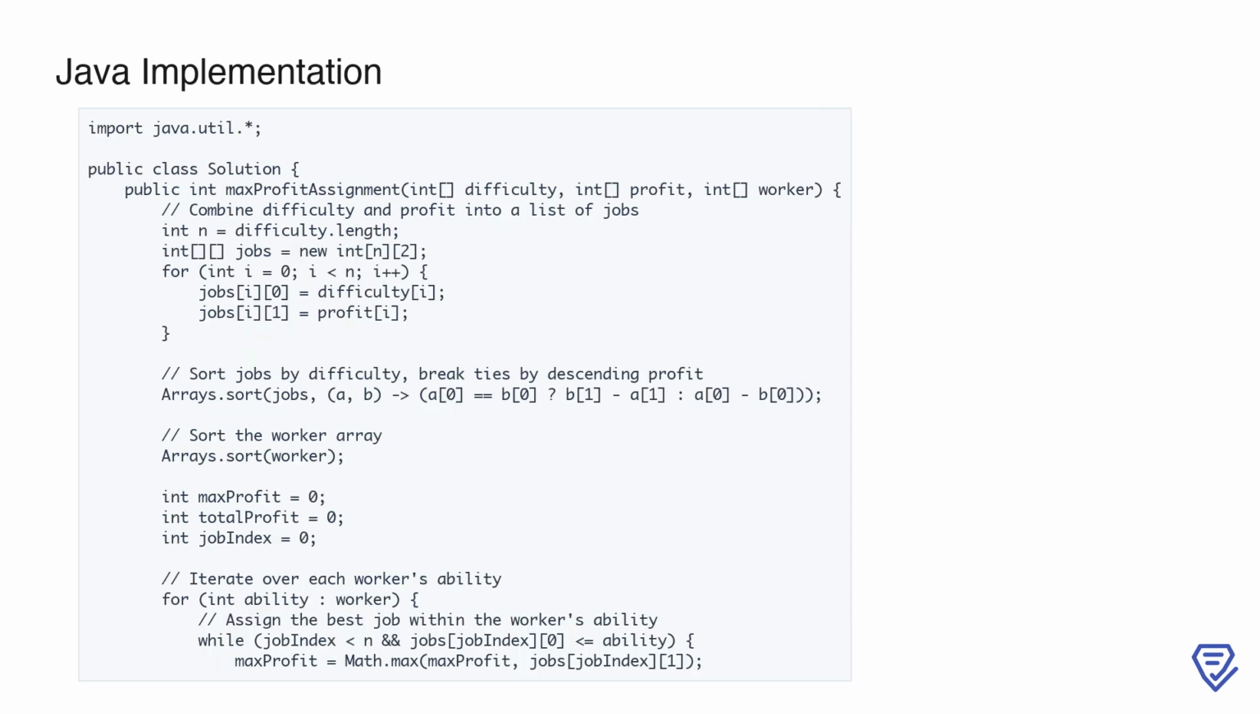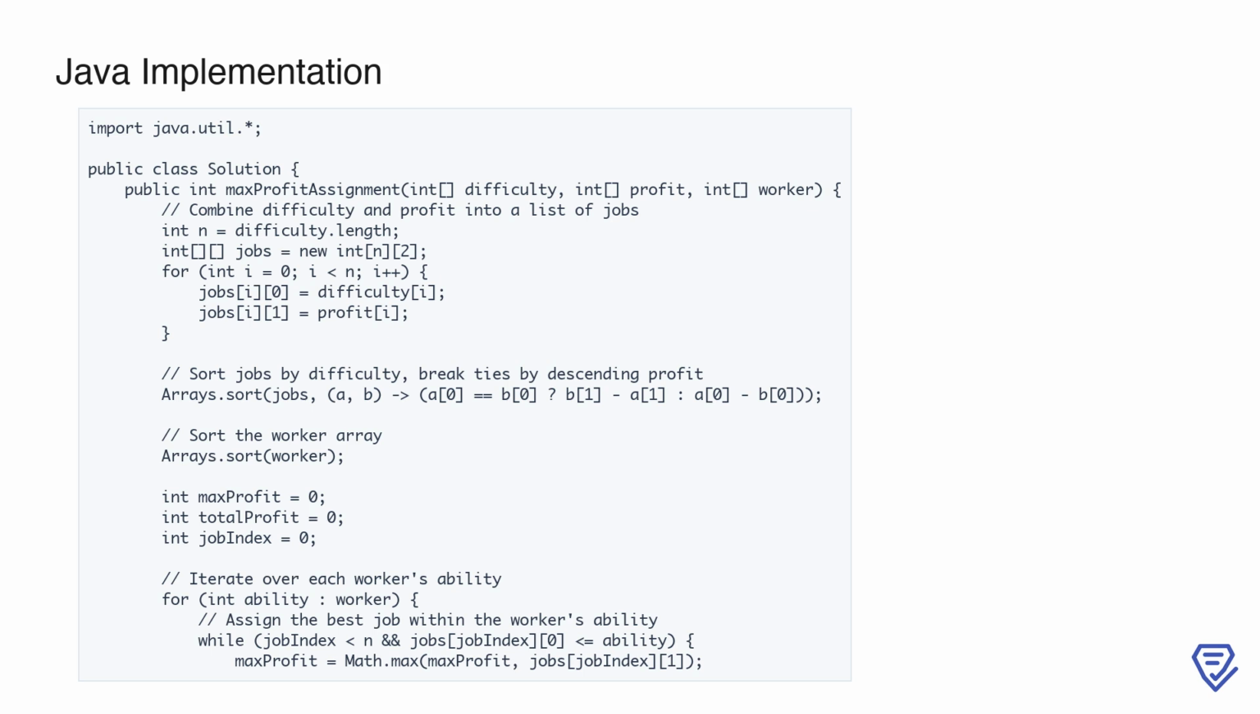In this implementation, we start by importing the necessary utilities and defining our solution class. The main method, maxProfitAssignment, takes 3 arrays as input: difficulty, profit, and worker. The goal is to find the maximum total profit we can achieve by assigning workers to jobs based on their abilities. First, we combine the difficulty and profit arrays into a 2-dimensional array called jobs. Each job is represented as a pair, with the difficulty as the first element and the profit as the second. This makes it easier to process the jobs collectively.